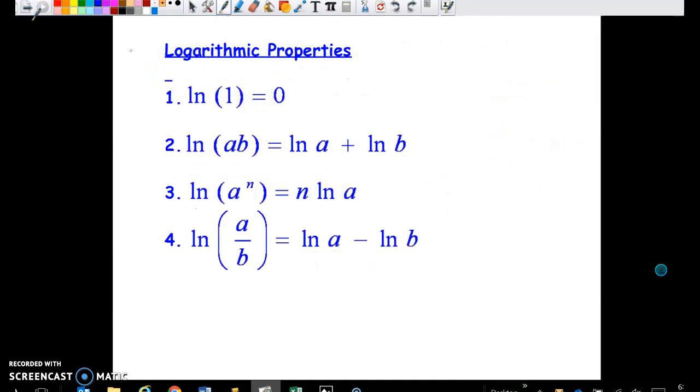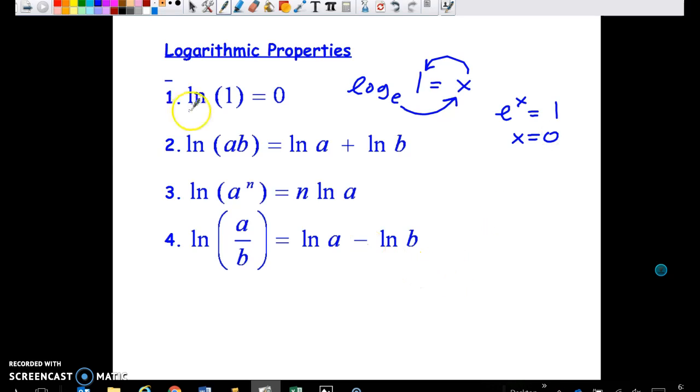Here are some interesting properties of logarithms you should remember. The natural log of 1 is 0, because that just means that the log base e of 1 has to be x. So if e to the x has to be 1, the only way that's possible is when x is 0. So that's why the natural log of 1 is 0.